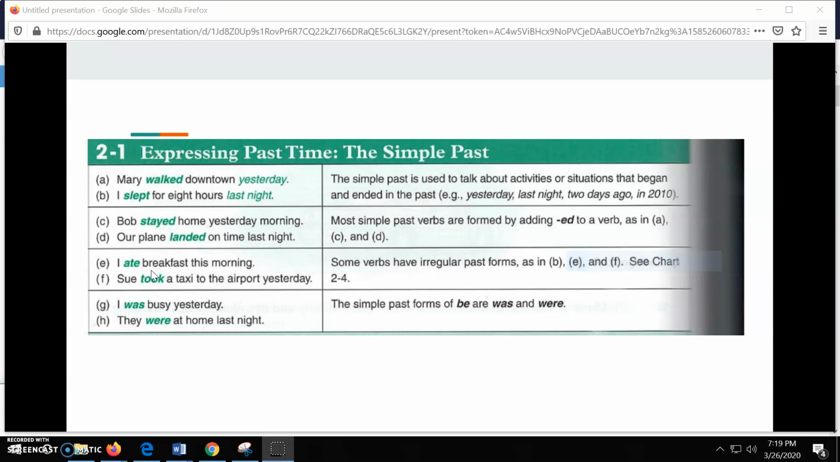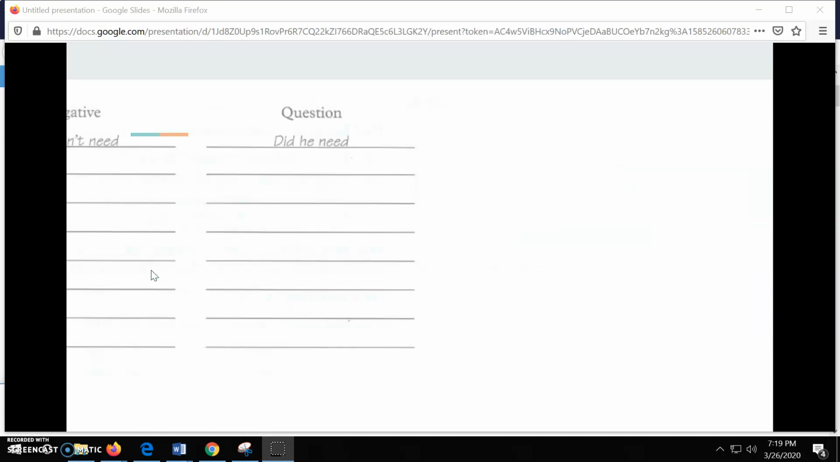Okay, the simple past forms of the verb to be are was and were. We already know that. Examples G and H. G, I was busy yesterday. H, they were at home last night. So was and were, the two past forms of the verb to be.